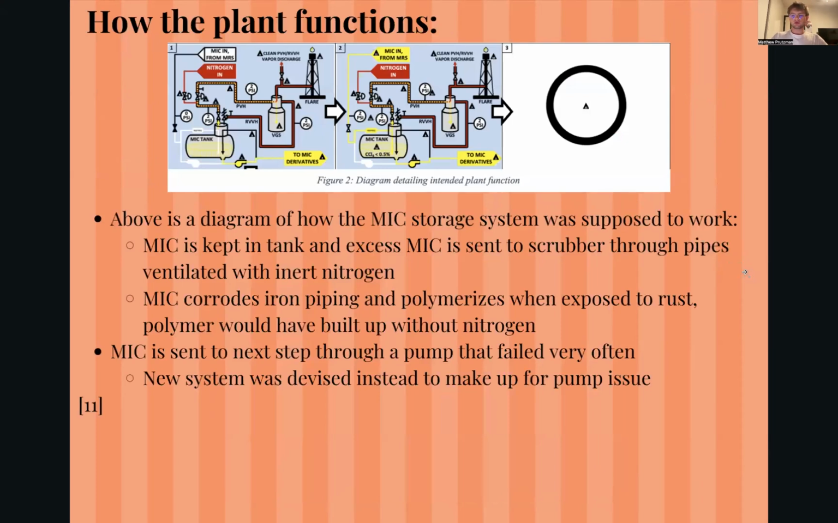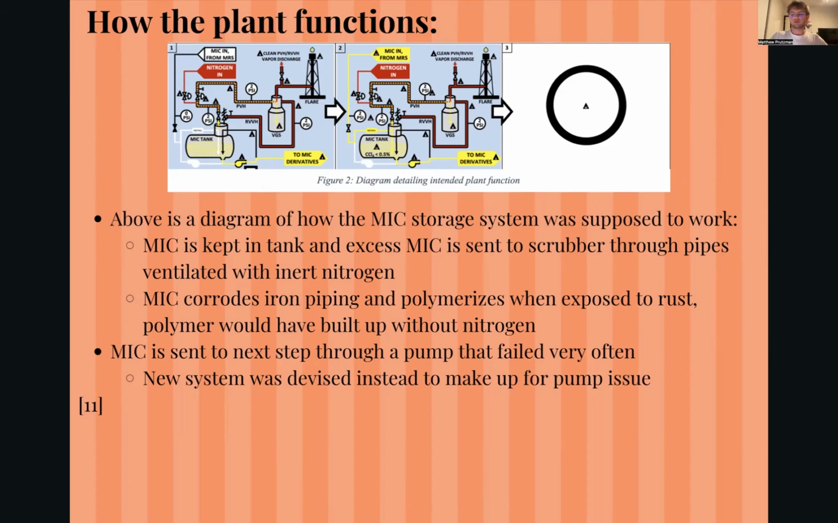Originally, the plant stored MIC in a tank connected to a flare system to get rid of dangerous fumes, and a pump that sent the chemical to other reactors for further use, as you can see in Figure 2, which shows a tank of MIC, a pump that sends MIC to further derivatives, and the pipes PVH and RVVH with nitrogen being pumped in, and MIC going through there and through the flare system, which burns off any dangerous chemicals, preventing damage to the surrounding towns.